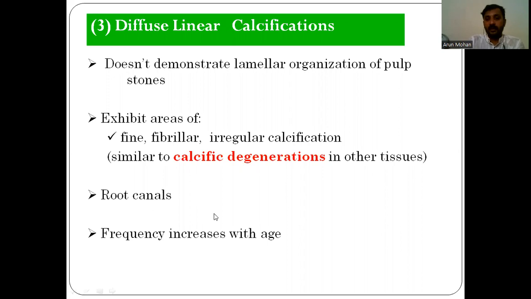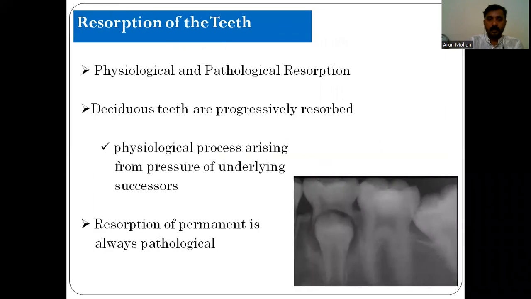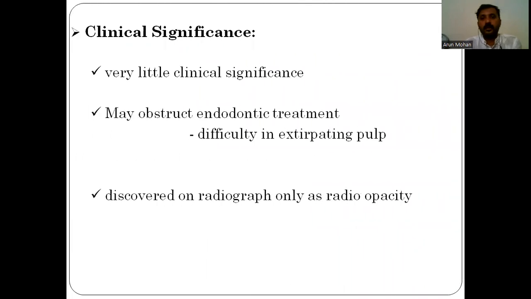Their frequency usually increases with age. Diffuse linear calcification, their number usually increases with age. So the pulp stones usually have very little clinical significance. They will usually be asymptomatic. The most important problem caused by them is obstruction to endodontic treatment.